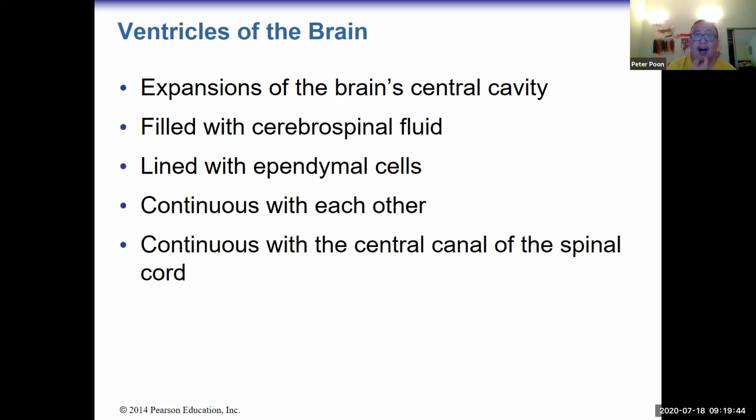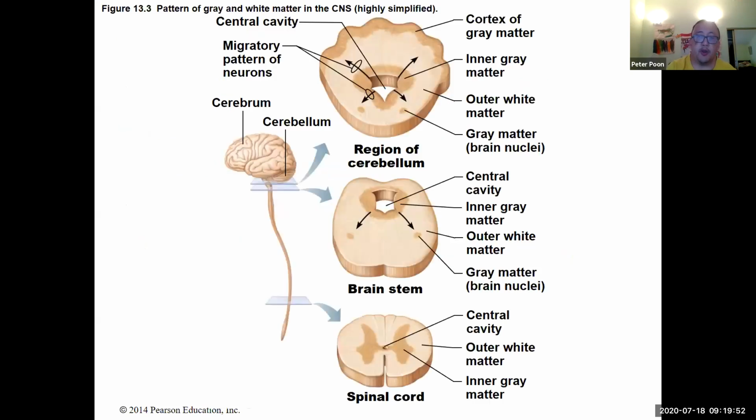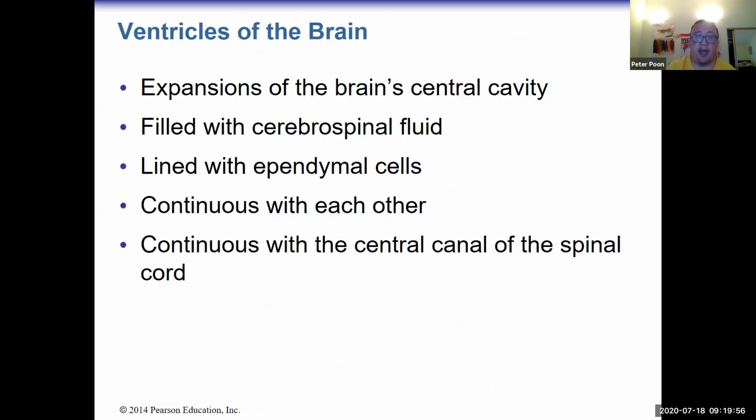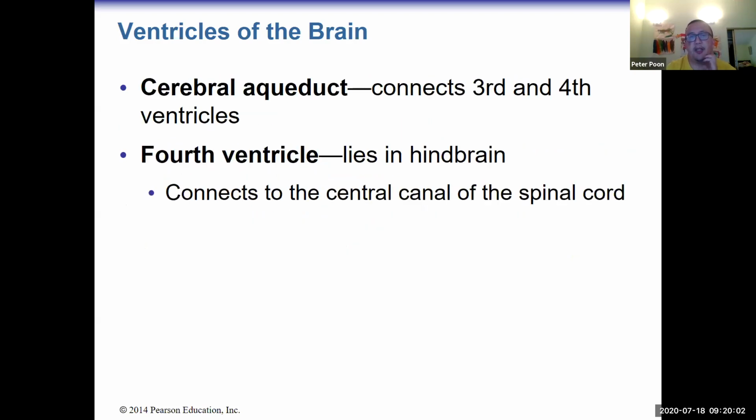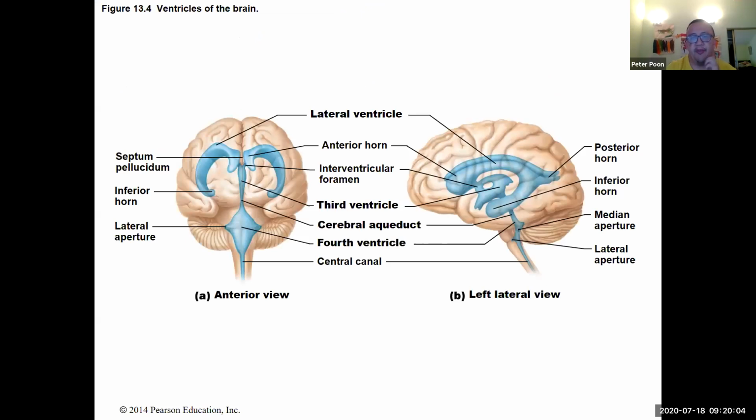All right. The ventricles of the brain. Okay, the ventricles of the brain are expansions of the inner tube right there, right? The central cavity. It expands and is filled with cerebral spinal fluid and is lined with ependymal cells. Okay, so here, that's the ventricles.